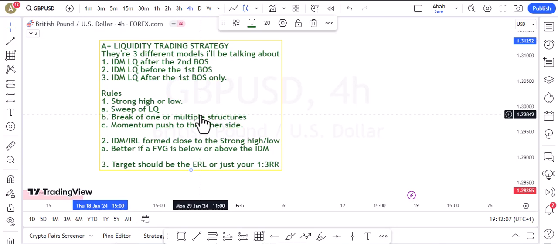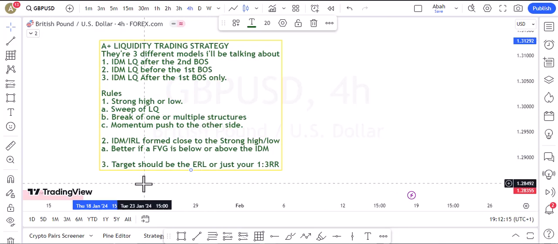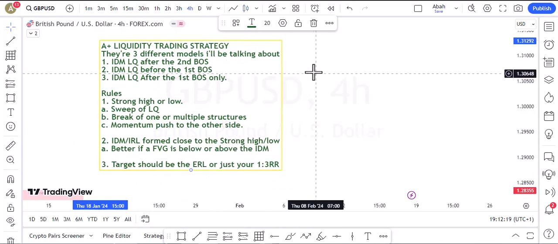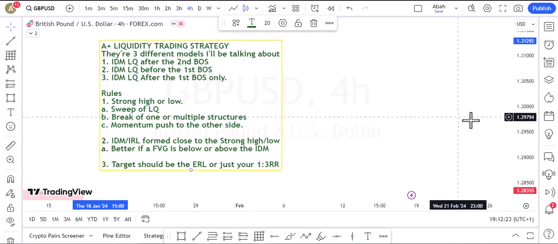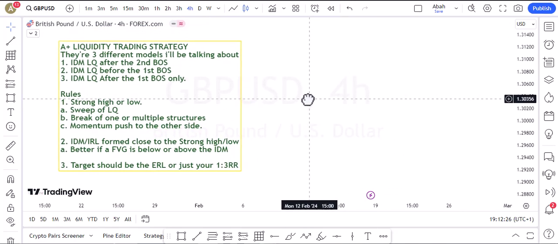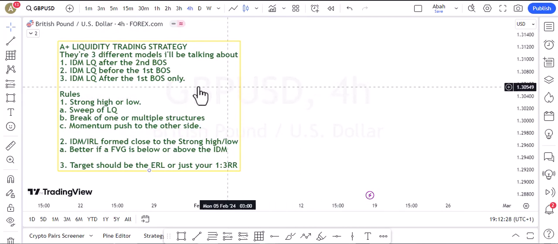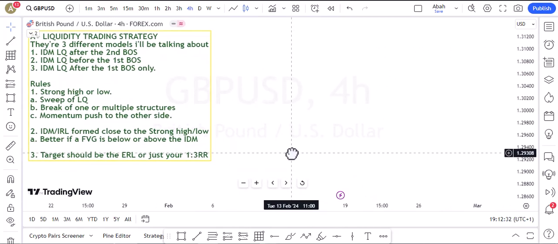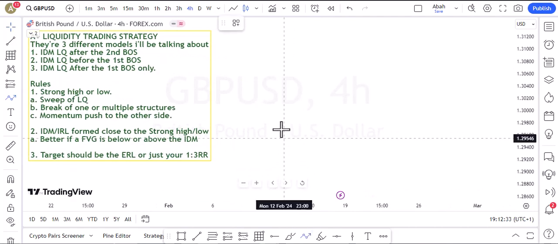If you're the type of trader that goes for 1:1, 1:2, then no problem, you can go ahead. But for me, I go for at least 1:3. You get what I'm trying to say? So it should give you a feasible external range liquidity as your target. Now for the third model, there should be an inducement liquidity after the first break of structure. Let me show you guys.